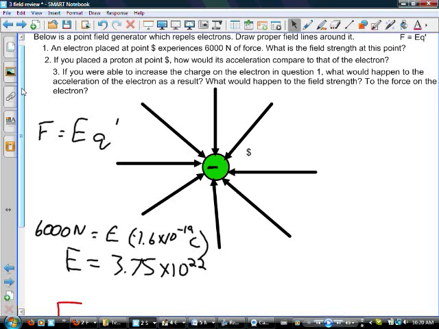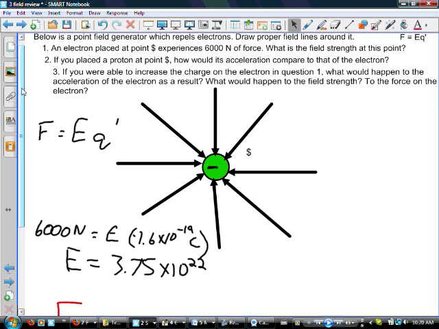What would happen to the field strength? It would stay the same, and I just said that. So the field is not affected by the test charge, unless it's a really, really big test charge. And the force on the electron would increase as well. Again, I gave that away.